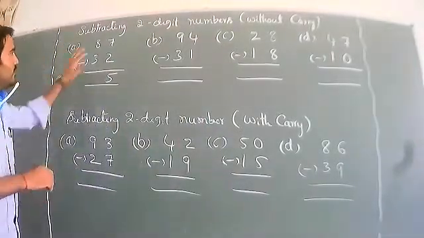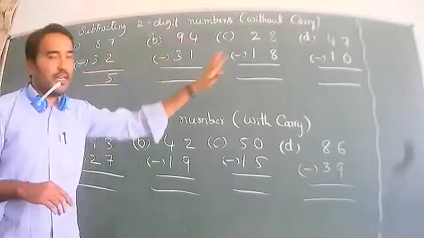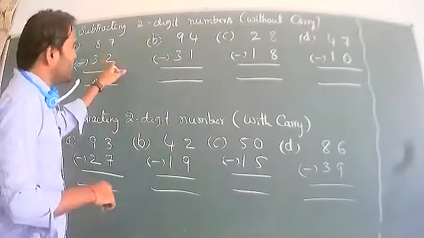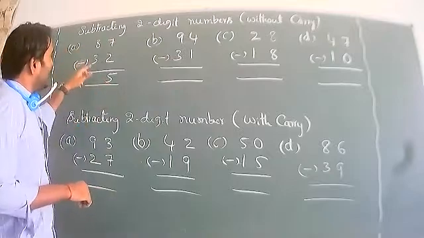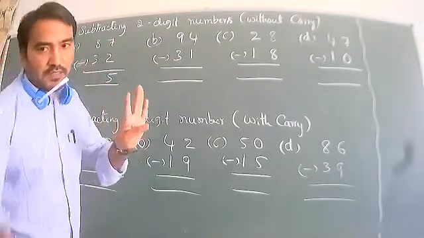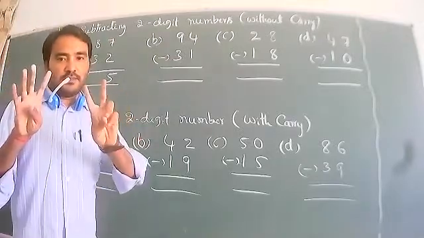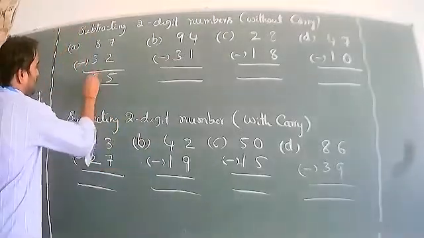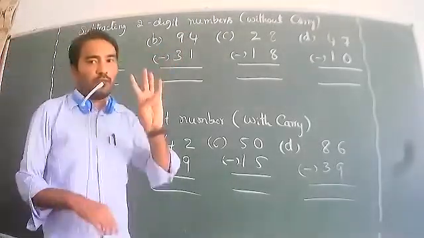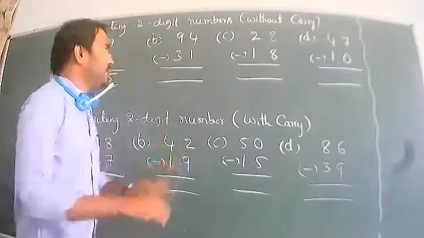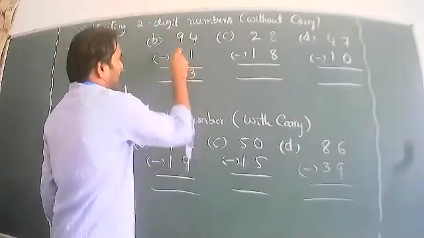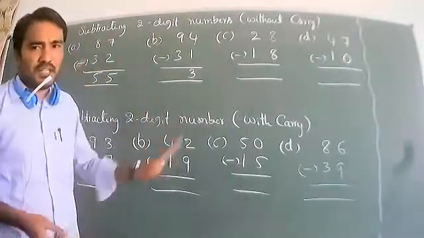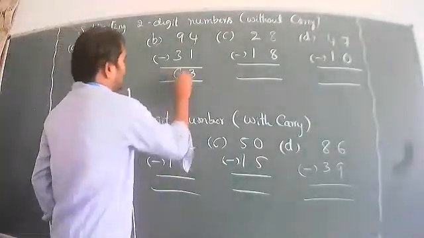Now subtracting 2-digit numbers without carry and with carry. So we can easily subtract it. 7 less 2, 5. 8 less 3, 5. Next, 4 less 1, 3. Next, 9 less 3. Without carry is very easy. 9 less 3, 6.